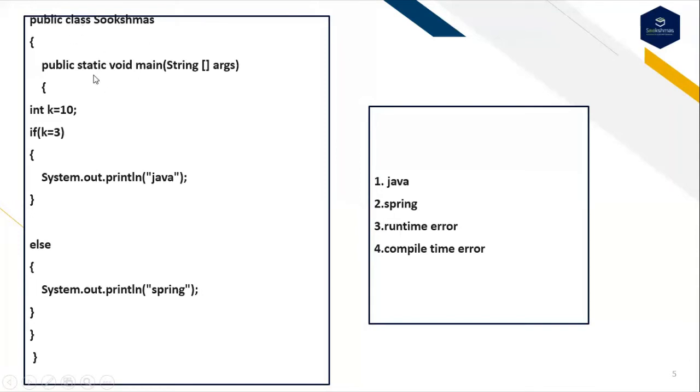Public class Sookshmas, and public static void main, int k is equal to 10, int k is equal to 3. If it is true, Java will be displayed. If it is false, Spring will be displayed. The first option is Java and Spring, the third option is runtime error, and the fourth option is compile time error.